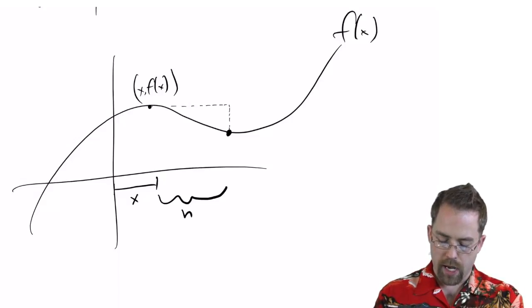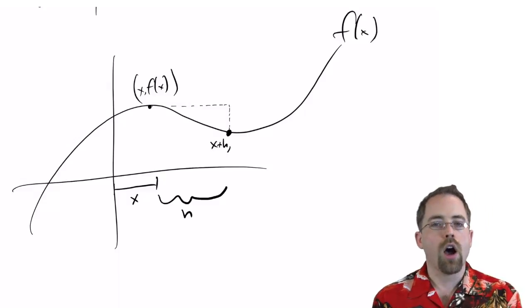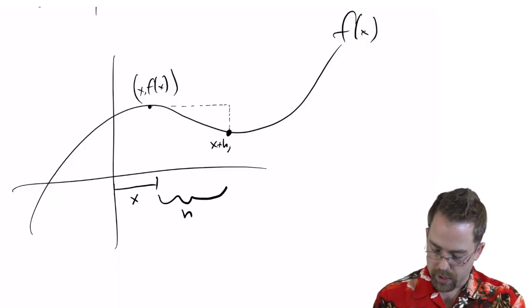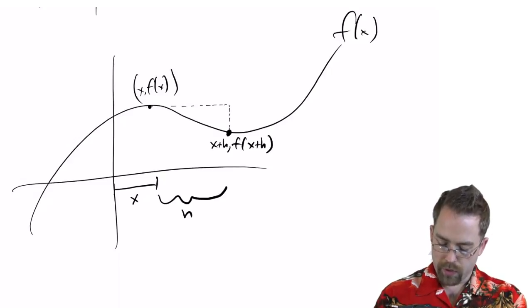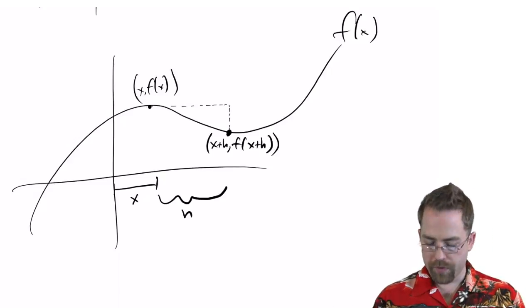So the idea is that we've picked some additional distance h to go. That means our x coordinate right there is x plus h. And then our y coordinate is we have to plug that x plus h into the function to get the height of the function right there. So that's going to be f of x plus h. So that's a point. Now we've got some x's and some y's.